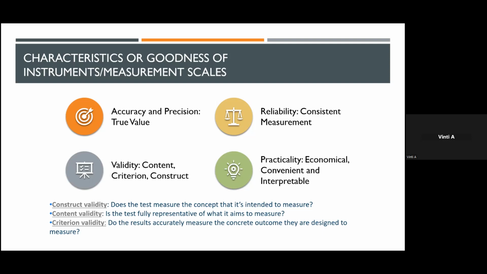Whether I measure it by that machine or by the normal blood pressure measuring machine, the accuracy is there. Validity is measuring what it should be measuring. Practicality is, of course, economical, convenient, and interpretable. So these are the characteristics of measurement scales. You don't have to really get into it, this is just for the sake of theory.